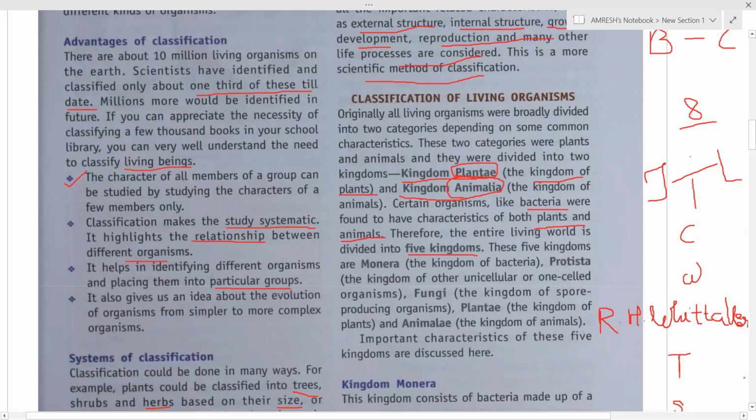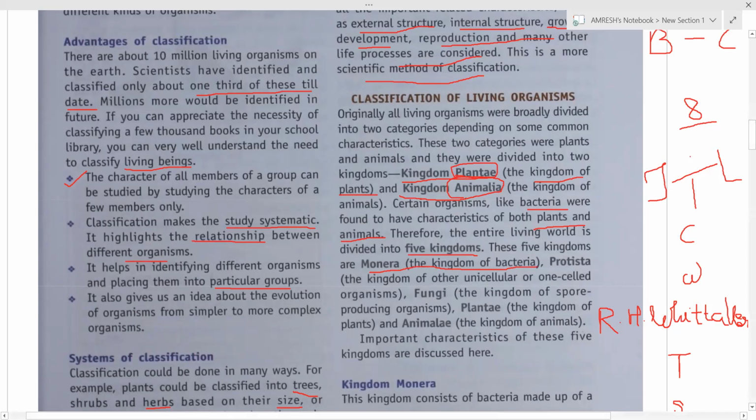What were they? First was the Monera. Monera means the kingdom of bacteria. He included all the bacteria, as bacteria had characteristics of both plants and animals. So he decided to separate bacteria from plants and animals and make a new kingdom for bacteria, that is kingdom Monera. The second kingdom is kingdom Protista.